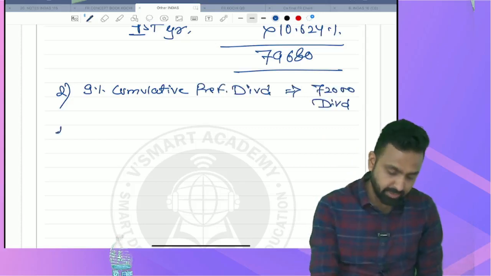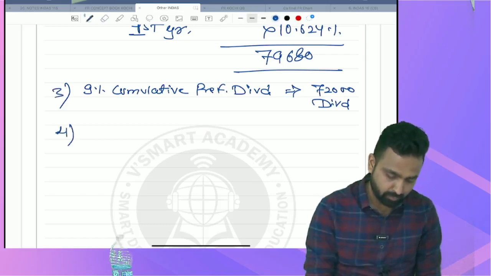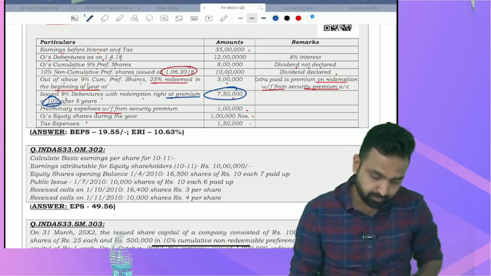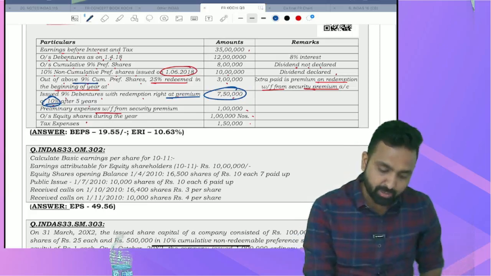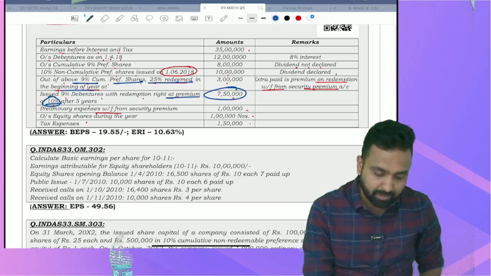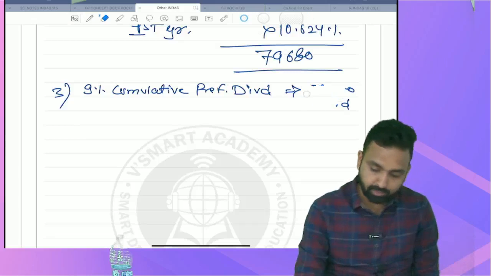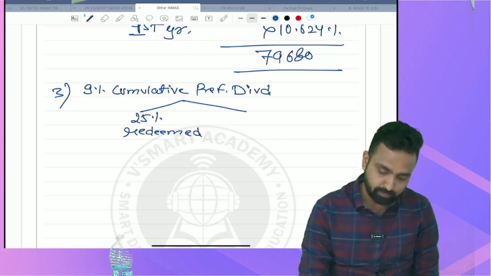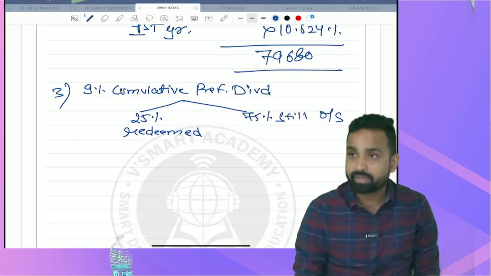Okay, any other preference? Once more. Achha, one more thing. Out of about 9% cumulative preference, 25% was redeemed in the beginning of the year. Wait. Dividend will be changed. 25% redeemed, 75% is still outstanding. Do the working.